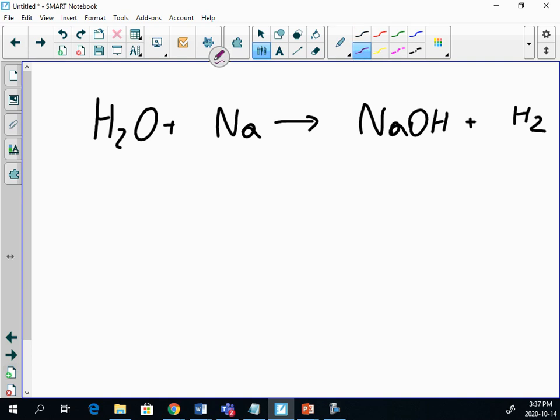We've seen a balancing situation like this one before. In order to make it work, we do this. 2 sodium balances 2 sodium. 2 oxygen balances 2 oxygen. A total of 4 hydrogen here balances a total of 4 hydrogen, 2 from here and 2 from here. So that's how this thing works overall.